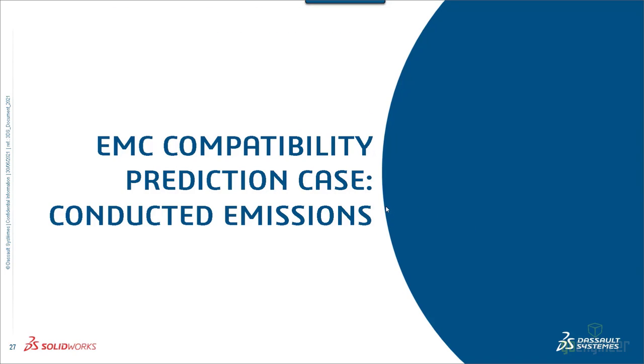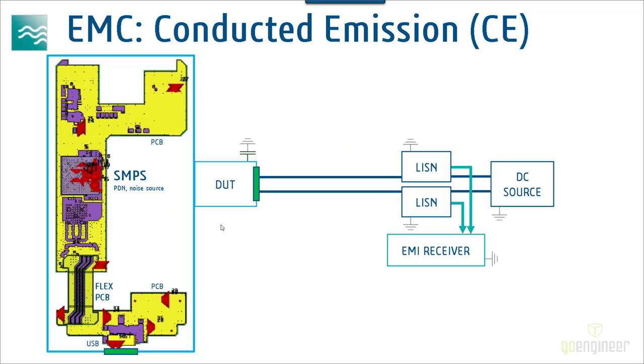Now I want to dedicate a bit more time to one case, which is the conducted emission of a switching module that you can see here on a PCB that is pretty complex. It's a flex PCB, including a fixed PCB and another one. So you have two PCBs connected with a flex, and you have a switching module over there. So this is our device under test.